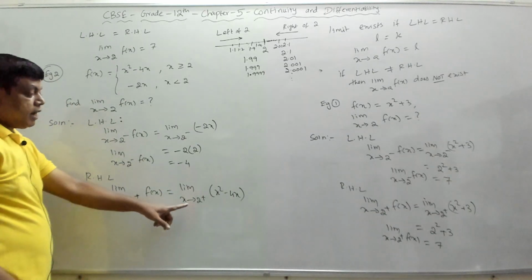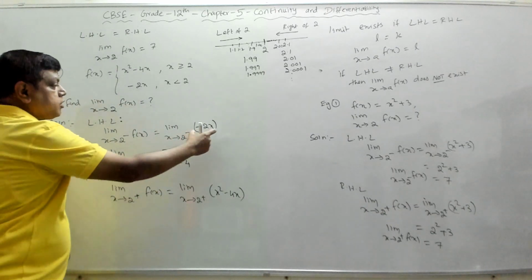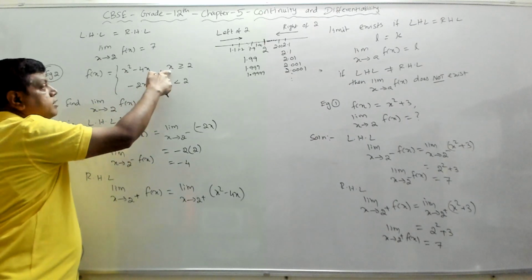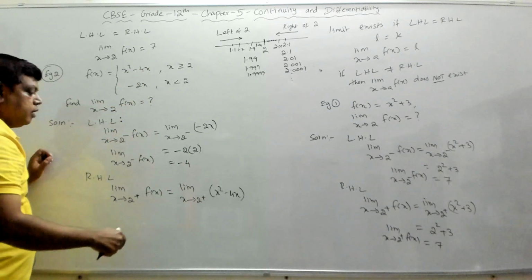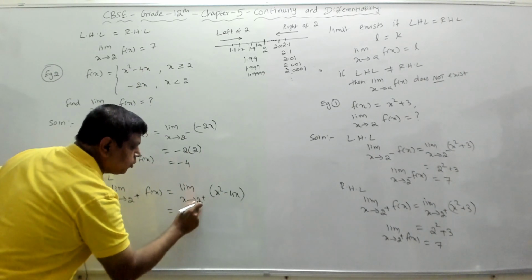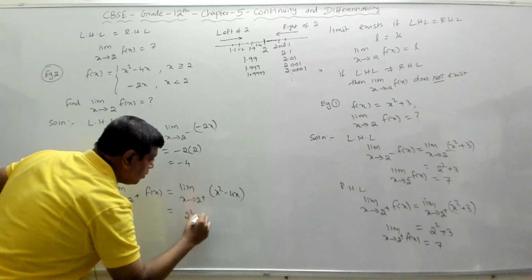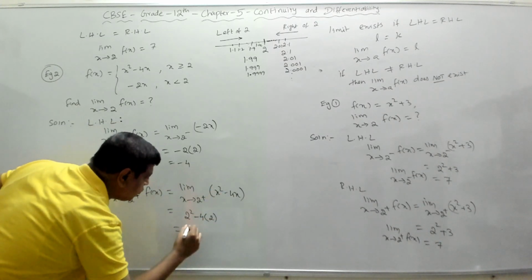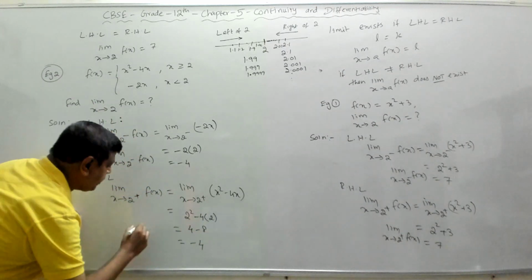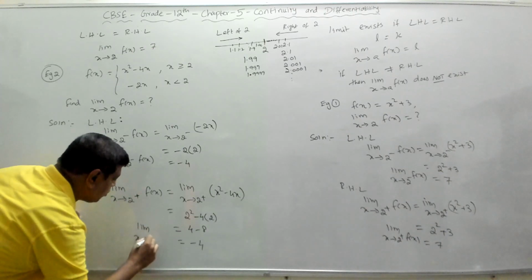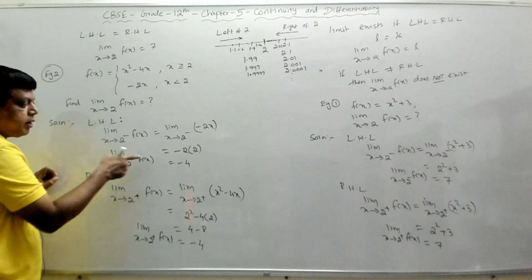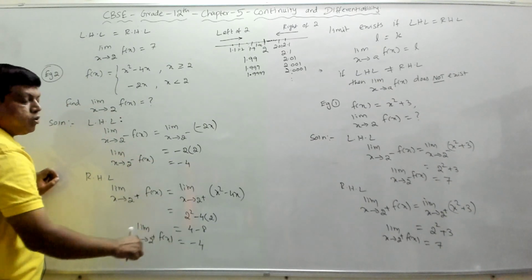So depending on the value of x, we must choose the function. When x is less than 2, we use this function. When x is greater than or equal to 2, we use this function. Now if we substitute the limit, in the place of x we put 2. So we get 2 square minus 4 into 2, which gives 4 minus 8, which is minus 4. So the right hand limit, limit x approaches 2 plus f of x, is minus 4. Our left hand limit is also minus 4.